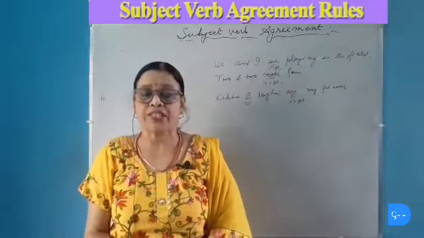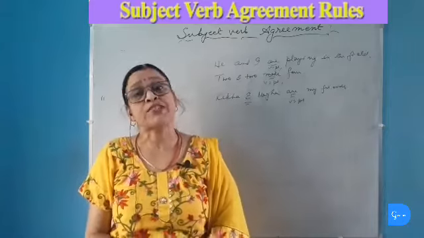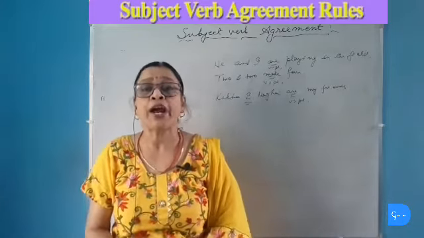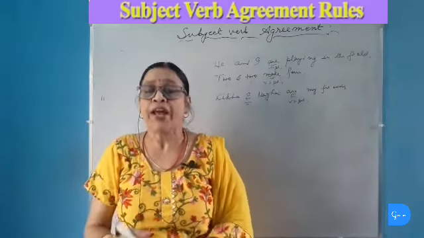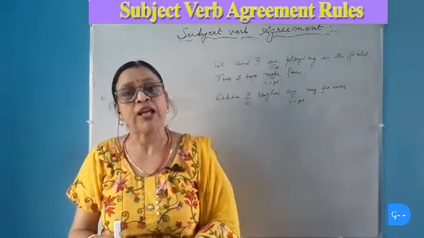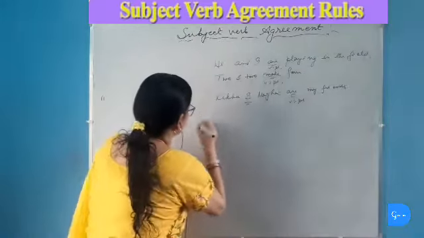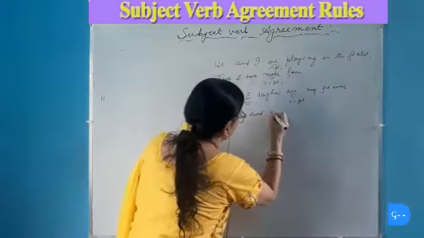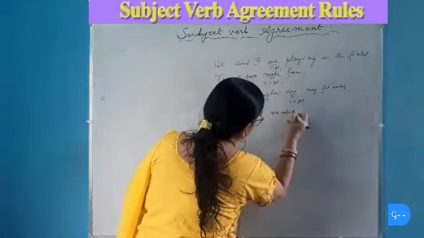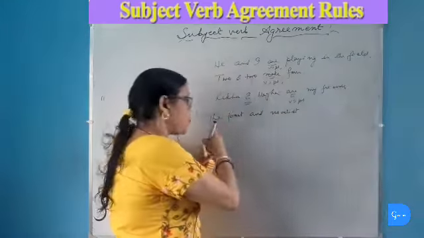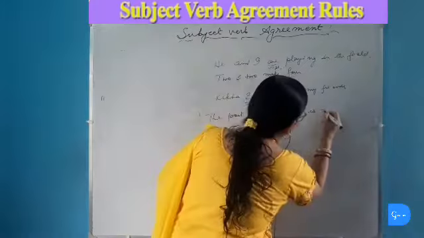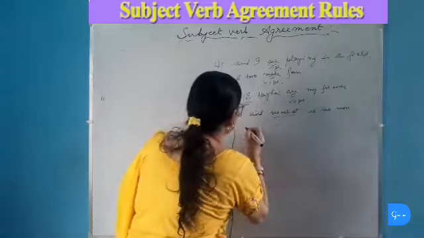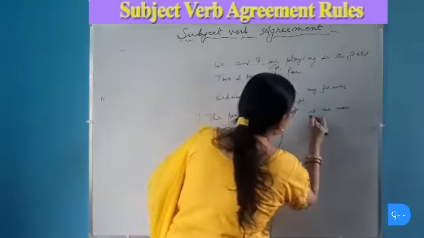But there is also an exception. When the two nouns belong to the same person or thing, then they take a singular verb. For example, the poet and the novelist is no more. Here the poet and novelist both are the same person. The poet and the novelist is no more. The poet and the novelist are the same person. So it takes a singular verb.